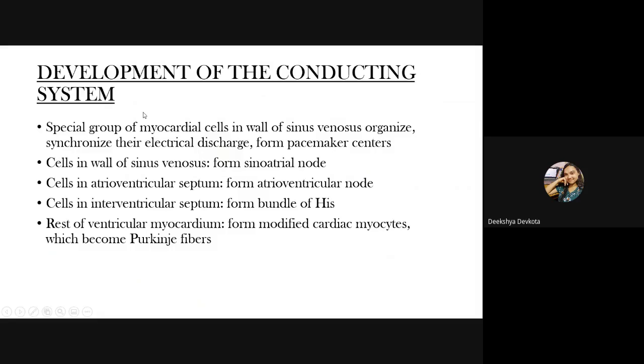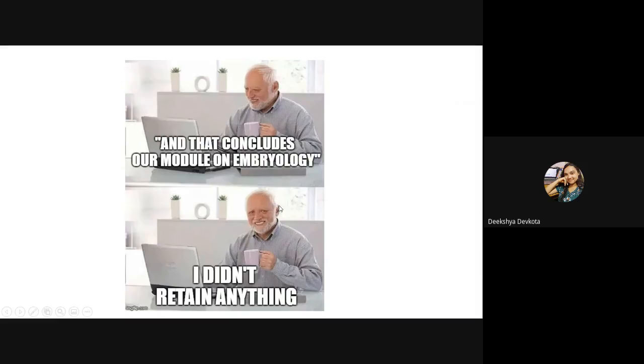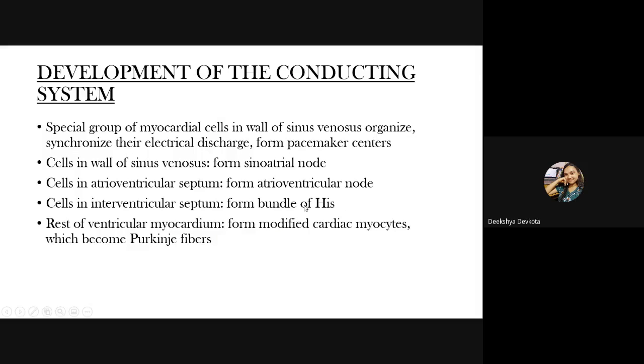The conducting system is also made of the same myocardial cells, but they are a special group of myocardial cells which organize and form pacemaker centers. The cells in the wall of the sinus venosus in the right atrium form the sinoatrial node. The cells in the atrioventricular septum, the AV septum, form the atrioventricular node, and the cells in the interventricular septum form the bundle of His. And the cells of the rest of the ventricular myocardium form Purkinje fibers.